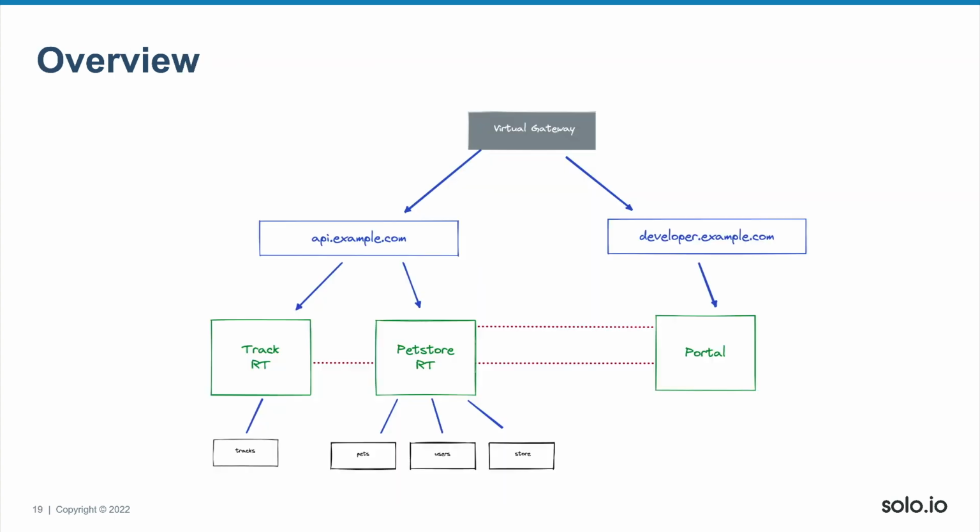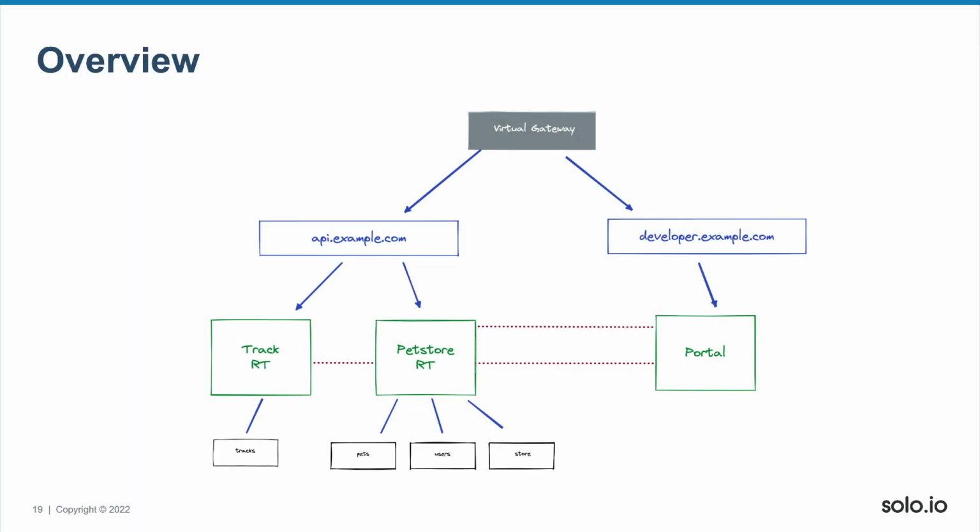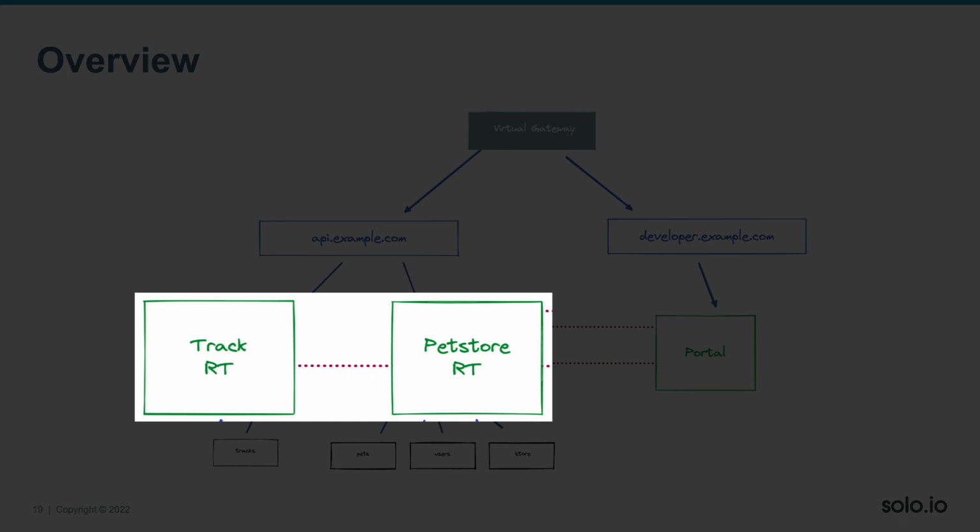In this demo, we will deploy the following architecture. This architecture shows several different microservices, APIs, gateways, and other components. We'll give a brief explanation. The black boxes at the bottom of the diagram represent microservices, so tracks, paths, users, and store microservices that expose a RESTful API and its microservice implementation. The track RT and path store RT represent Gloo route tables, and as stated earlier, are the primitives we use to create and expose API products.